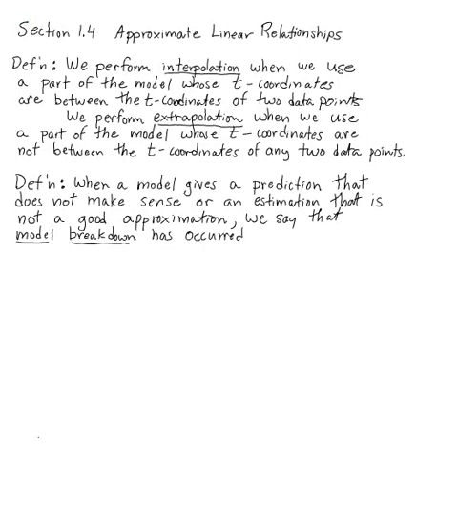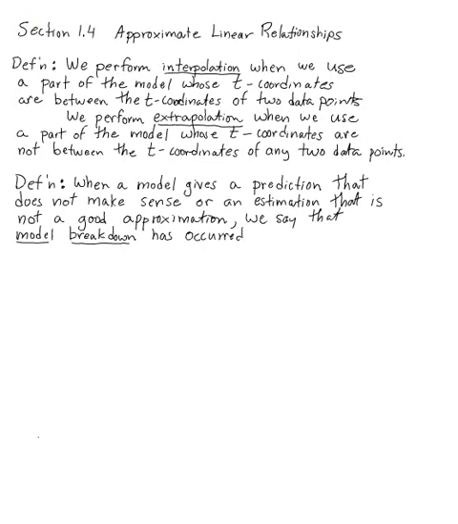All right, before we get to that, we do have a couple new definitions that we're going to see in this section. The first one is called interpolation. We perform interpolation when we use a part of the model whose t-coordinates are between the t-coordinates of two data points. Basically, when you're estimating, you're doing interpolation when you are within your data points. Conversely, we perform extrapolation when we use a part of the model whose t-coordinates are not between any two data points. So when you're outside of your data and you're using your model to make an estimation, you're extrapolating.